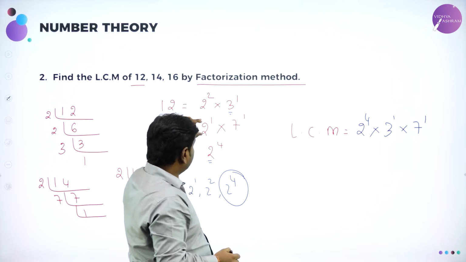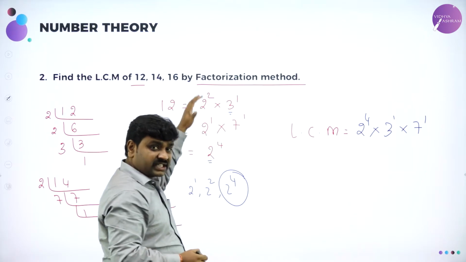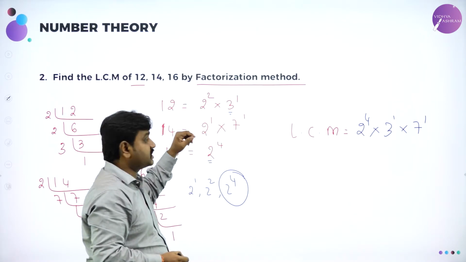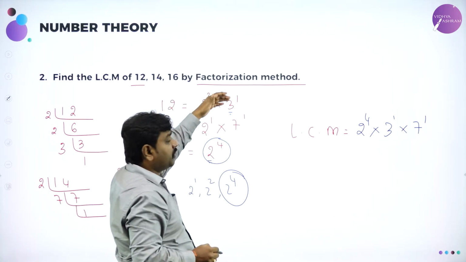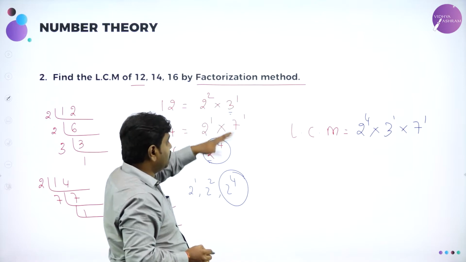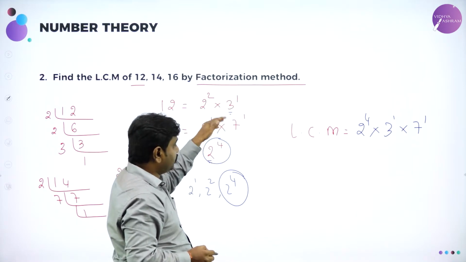So 2 power 2, 2 power 1, 2 power 4. If a factor is repeated in all 3, you have to select the highest. Among 2 power 2, 2 power 1 and 2 power 4, this is the highest, I have to select it. 3 power 1, that itself is the highest, because 3 does not occur anywhere else. 7 power 1 is the highest.